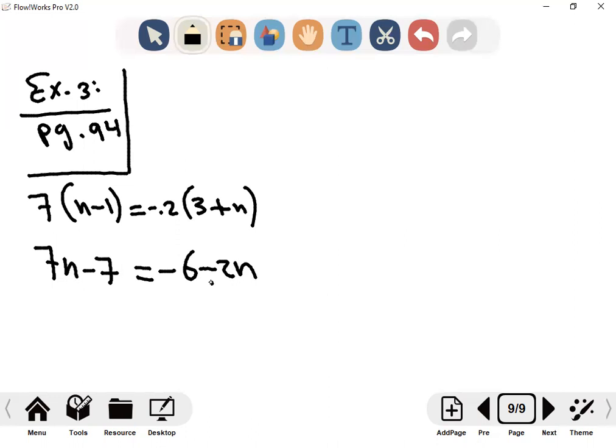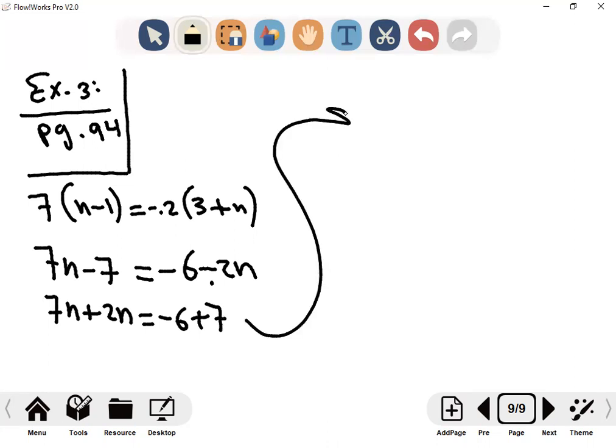Now we have two sides. There is no parenthesis, so we are ready to put the variables on one side and the numbers on the other side. Keep the 7n, and bring the other one over, it will be plus 2n, right? Equal comes down. What's originally here? Keep it, and over minus 7 should be here. Now combine here: 7n plus 2n, 9n.